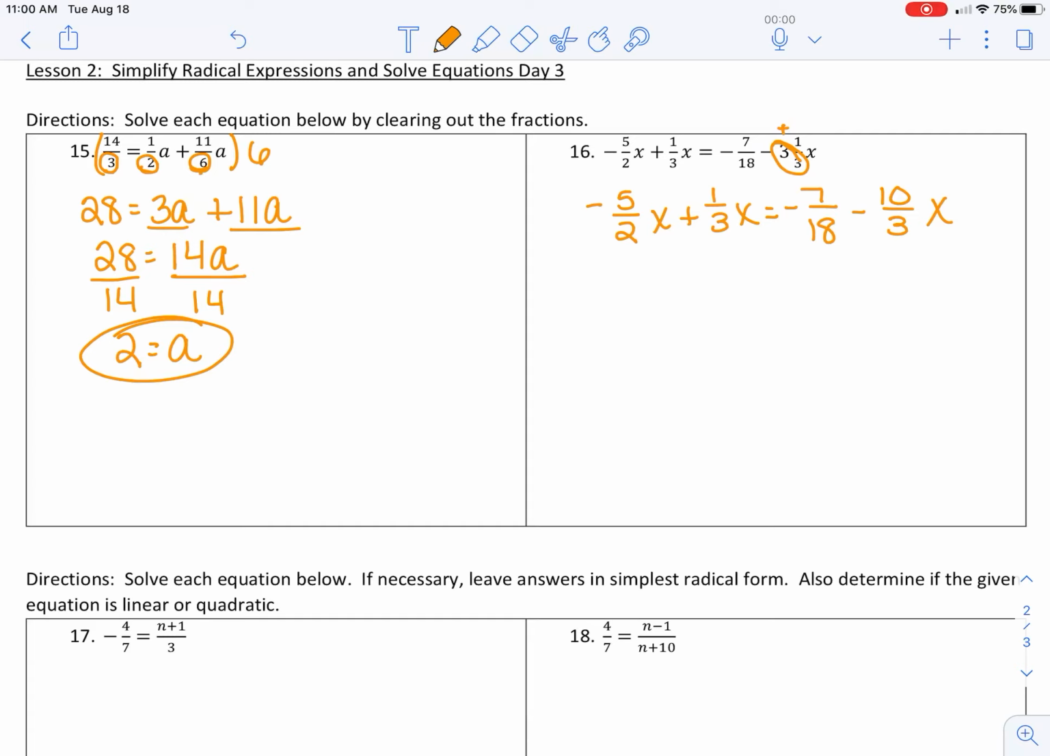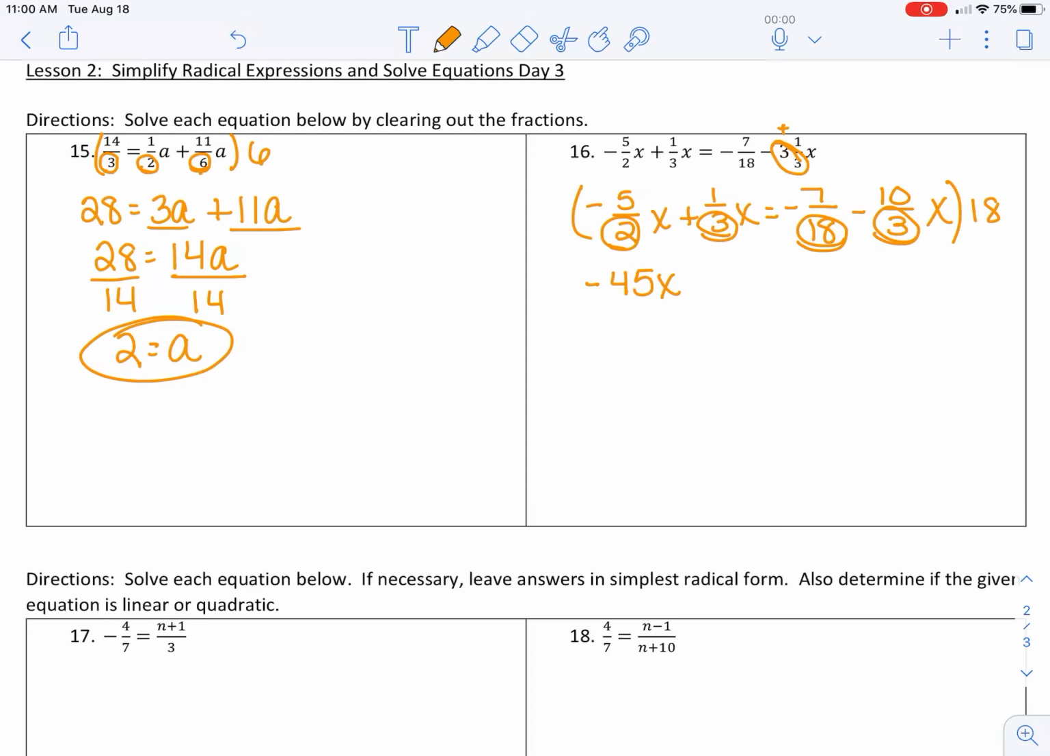Then I need to, again, look at my denominators. I have a 2, a 3, a 3, and an 18. Least common multiple. So I'm going to say, well, 18 is going to be my smallest thing that everything can go into. 2 goes into 18, 3 goes into 18. So I'm going to multiply this entire thing by 18. 18 times -5/2 is actually -45x.